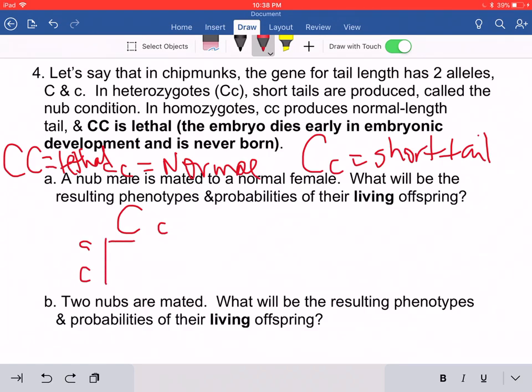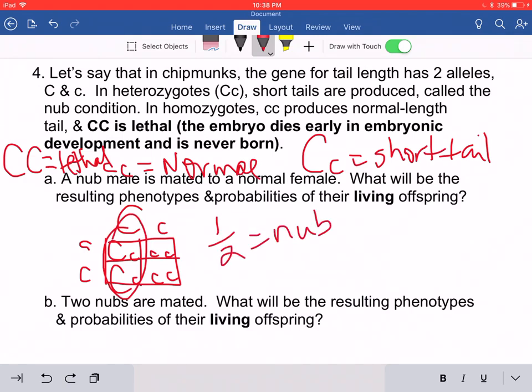So we can create our Punnett square and we can fill it in. Big C, little c, little c, little c, big C, little c, little c, little c. And so what we see here is that we're going to have half of them that are going to be nub or short-tailed right here. And the other half is going to be normal tail.